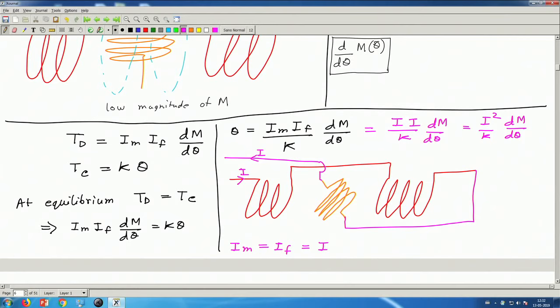So, this is how we can use this instrument, by connecting the two sets of coils in series.